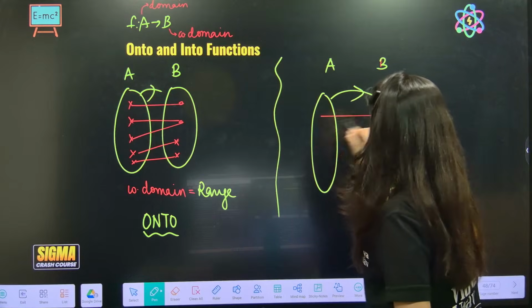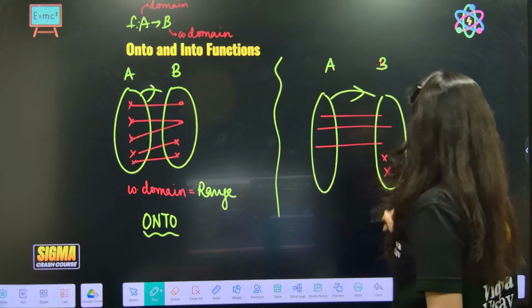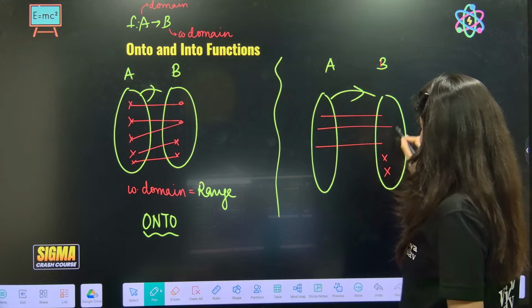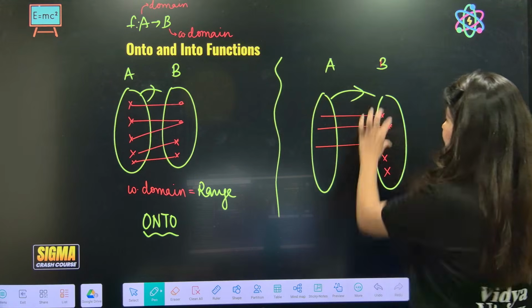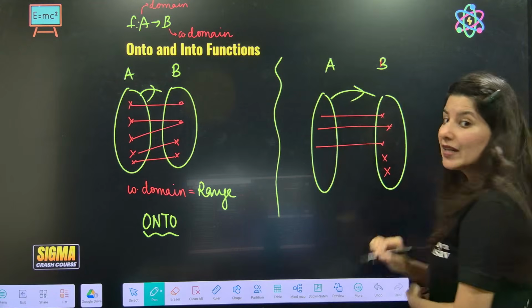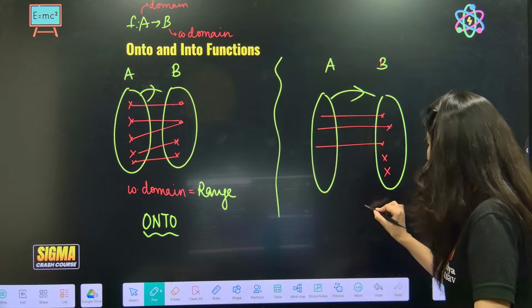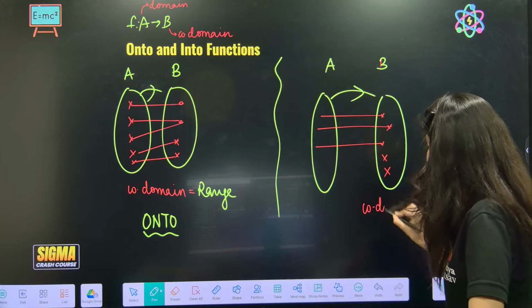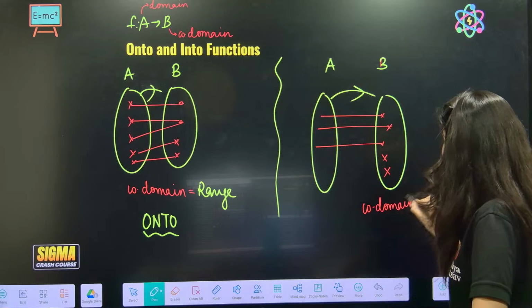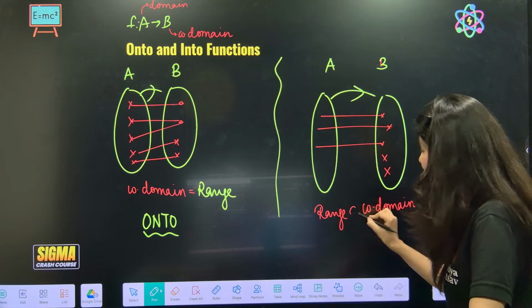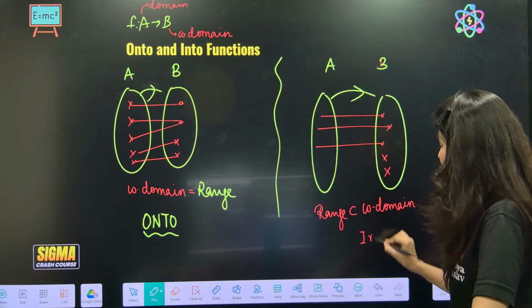But here can you see, if the codomain set is B and the range, can you tell me the range? Range has only 3 elements, codomain has 5 elements. So in that case, what is going to happen? Your codomain is a superset and range is a subset. So range is not equal to codomain, but it is a subset. So this is an into function.